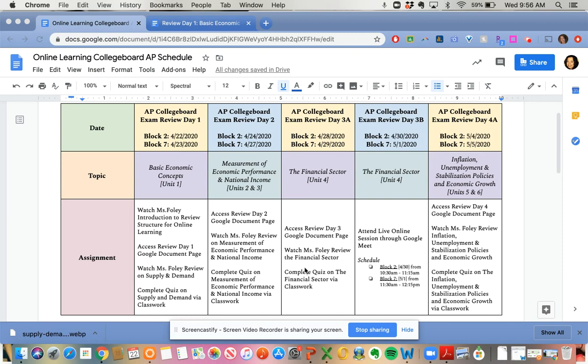Now, the first thing that we're reviewing is macroeconomics. So units 2 and 3 are next class, and then unit 4. And if you remember, unit 4 is really challenging, so I made it 3A and 3B. We're going to be going over the financial sector twice. We're going to be doing our usual Google document, a pre-recorded review, and then a quiz. But on the following day, we'll also have a live online session through Google Meet.